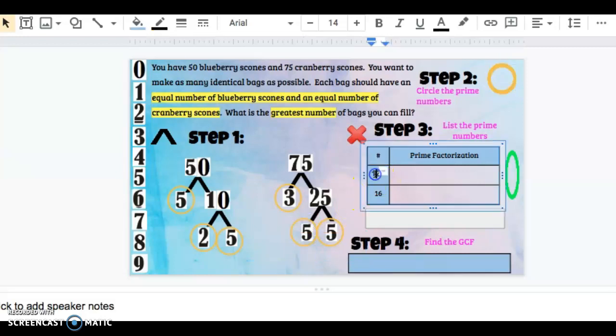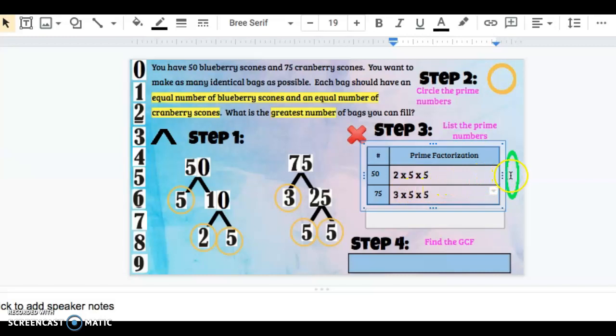Okay, now that I have my trees only having apples that end it, now I've got a list for step 3, my prime factorization. So I have 50, and what 50 equals, in least to greatest, is 2 times 5 times 5. And then I have 75, and what 75 equals is 3 times 5 times 5. Again, order from least to greatest.